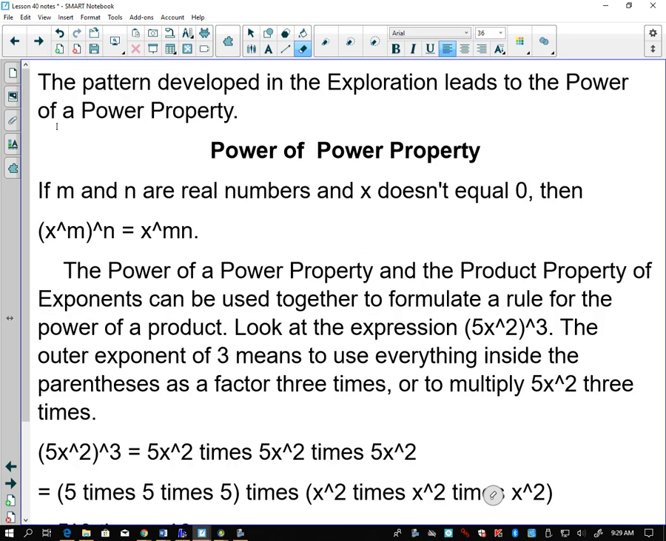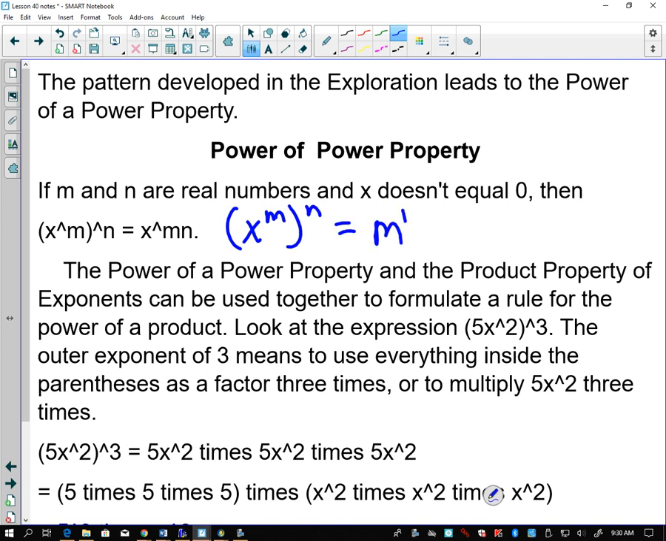That's called the power of a power property. The pattern developed in the exploration leads to the power of a power property, and that's where we get this rule. If m and n are real numbers and x doesn't equal 0, then if I have x to the m to the n power, that's going to be x to the m times n.